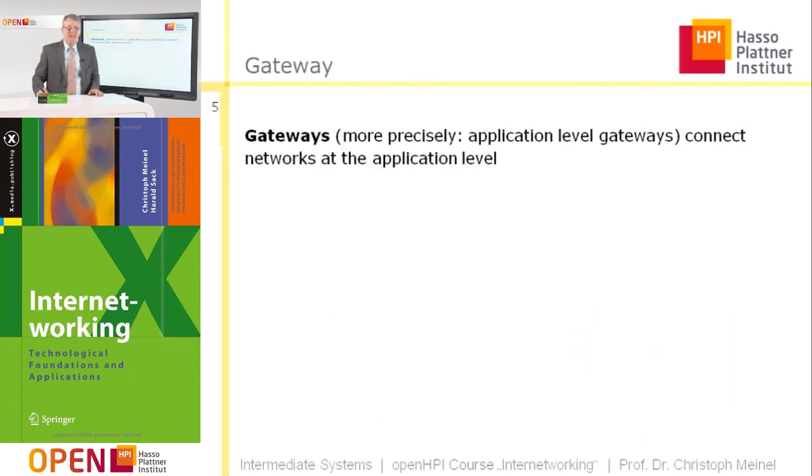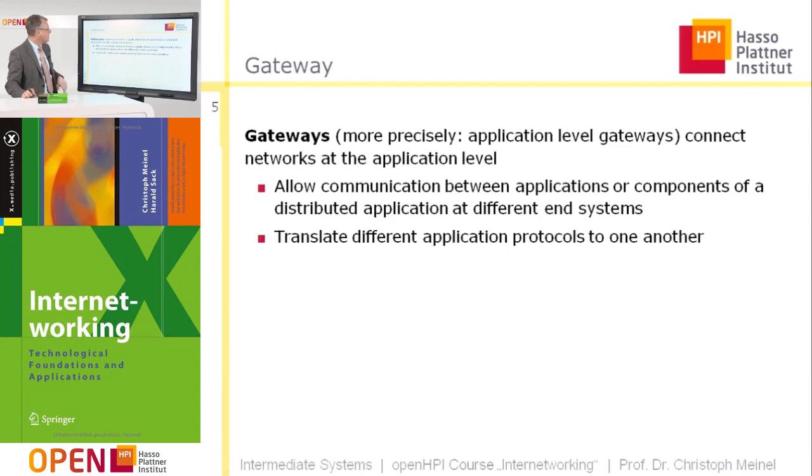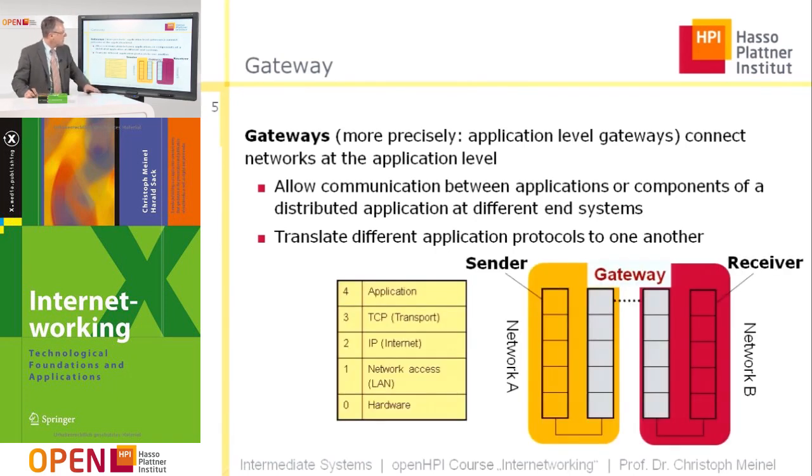On the next layer, gateways are working. Gateways, or more precisely application-level gateways, connect networks at the application level. So all communication between two applications or components of a distributed application that run on different systems in different networks may exchange information via such application-level gateways. They are able to translate the special application protocols that are used by the applications to use the internet for their transport purposes. So here you see the application gateways are acting on the application layer of the TCP/IP protocol stack.